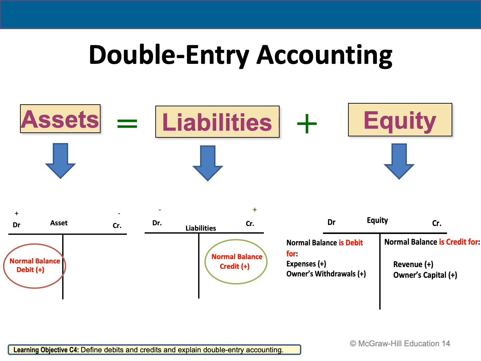Expenses, the normal balance is on debit. It means that if my expenses are increasing, then I have to record it on the debit side. And if the withdrawal is increasing, I have to record it on the debit side. So expense and withdrawal normal balance are debit. Let's take another example.